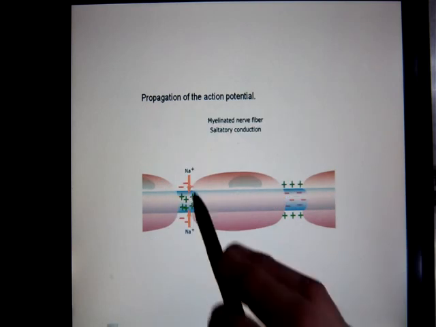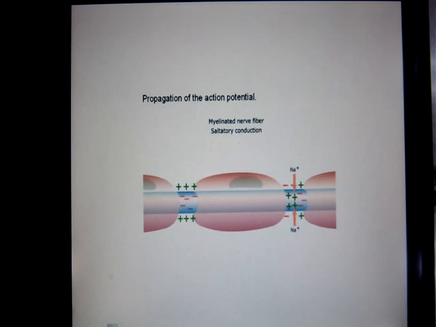So like we said, when there's an action potential at one node, those sodium ions are going to rush down and they'll open up the sodium channels to the next node. So in that way, that signal is able to jump from gap to gap, and that's called saltatory conduction.